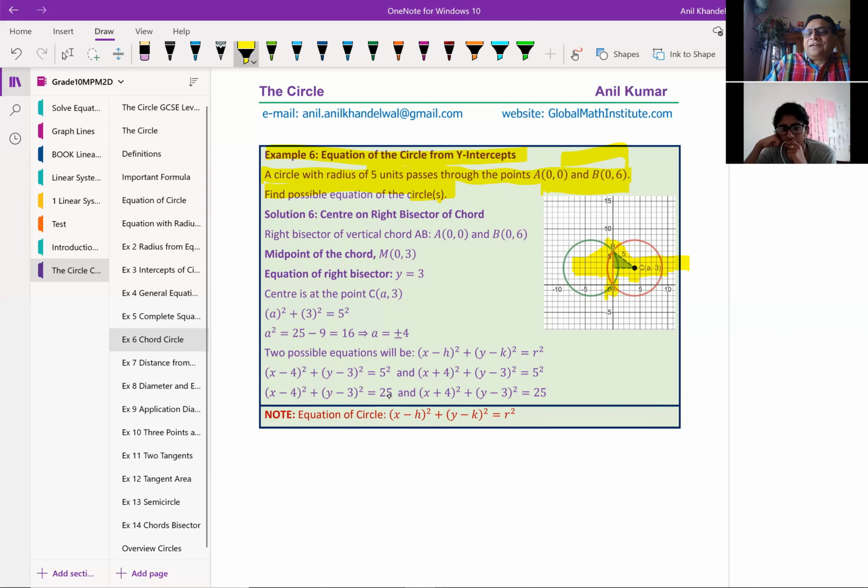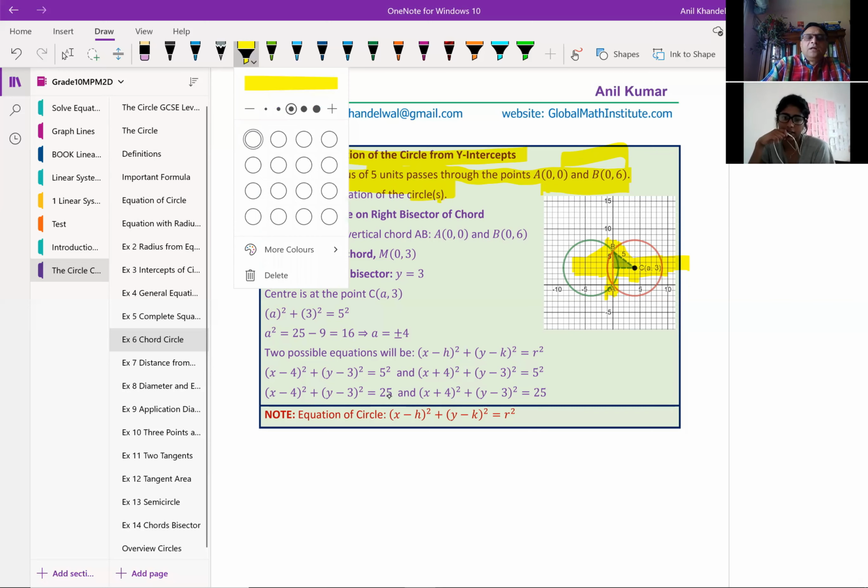But I have a right triangle because that is a vertical line. The right bisector makes it 90 degrees. The hypotenuse is 5, and one side is 3 units, the opposite side, correct? So you can use the Pythagorean theorem to find the third side. Is that clear to you? Correct. So we have understood the concept.